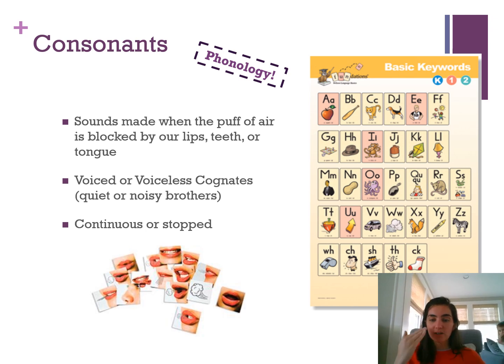Also, we have consonants that are continuous, meaning they get dragged out. Sh, o, those are continuous sounds. And then we have stop sounds. G, t, d. Those are stop sounds. This is important to you because when your students are learning how to blend or segment words for spelling and reading, continuous sounds can be easier for them to blend with, and stop sounds can be a little bit tricky.